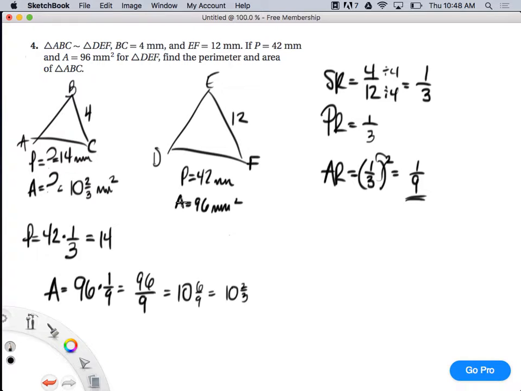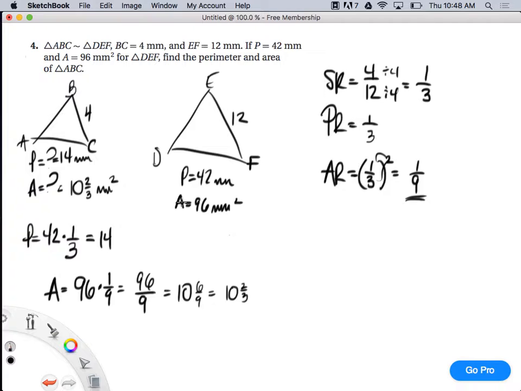How do I do this? Okay, I find my similarity ratio by taking what I want to know by what I have. Divide what I'm trying to get by what I have, so it's 4 over 12. I get my similarity ratio is 1/3, which is the same as my perimeter ratio. So to get my new perimeter I just multiply my old perimeter by 1/3, and I get 14.